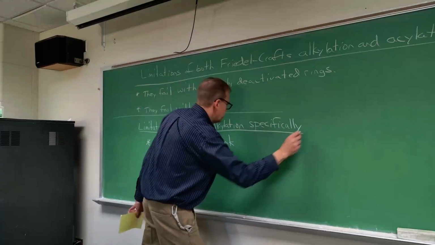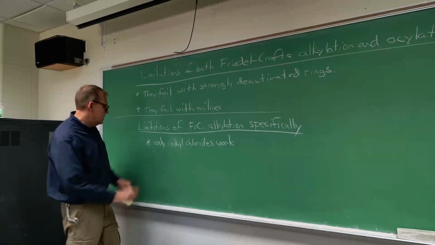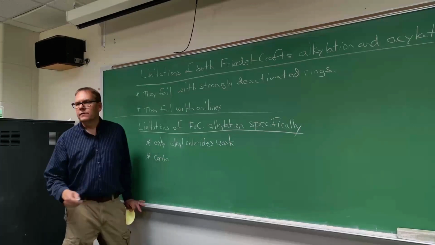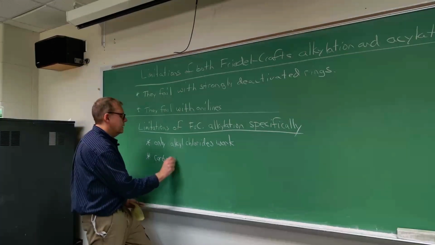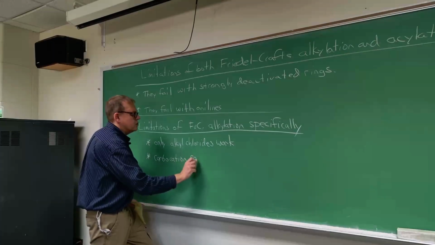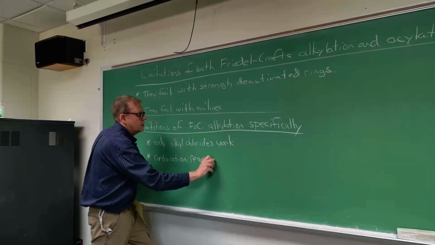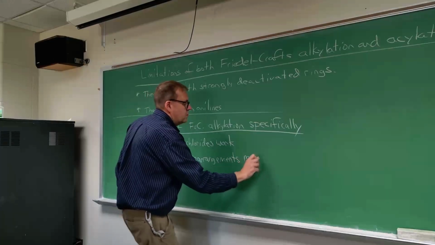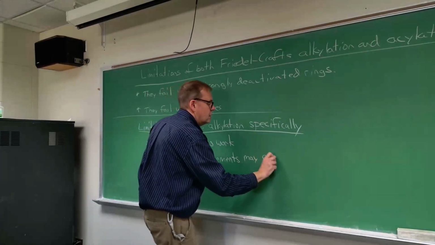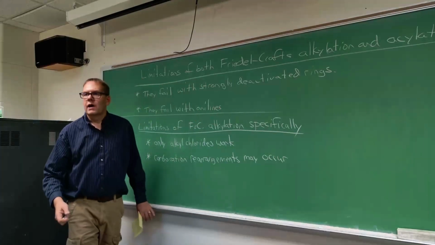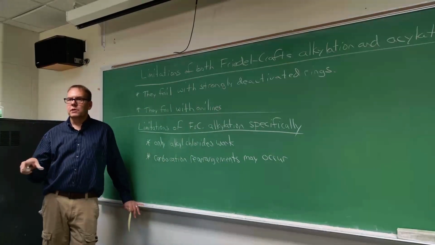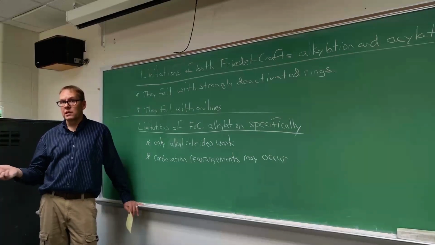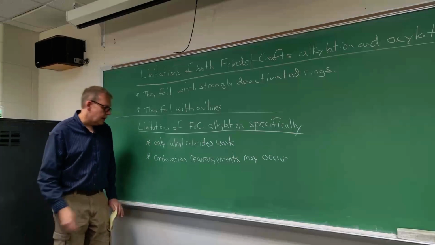Or Friedel-Crafts alkylation reactions. The other thing is carbocation rearrangements, which we saw an example of in the survey question. Carbocation rearrangements may occur depending on the substrate. If you've got an alkyl chloride that you attach an aluminum to and then it generates a carbocation or a carbocation-like species that can rearrange to become more stable, that will happen. So that's a limitation, can be a problem.